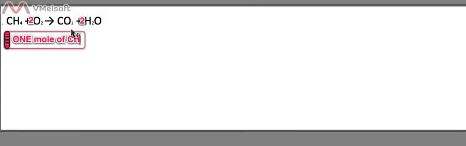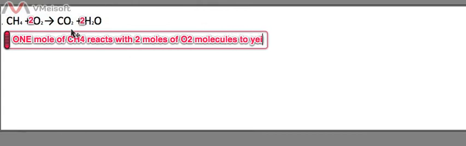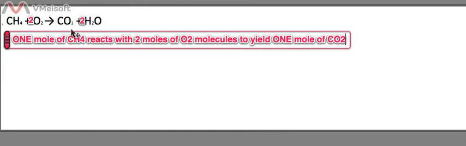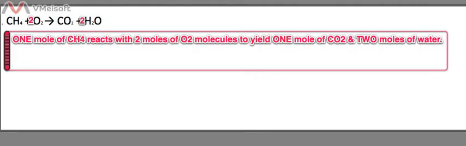All right, so the relationship, you could also say that 1 mole of CH4 reacts with 2 moles of oxygen molecules to yield 1 mole of CO2 and 2 moles of water, okay? But now, here's where we get a little bit more mathy with it, okay?